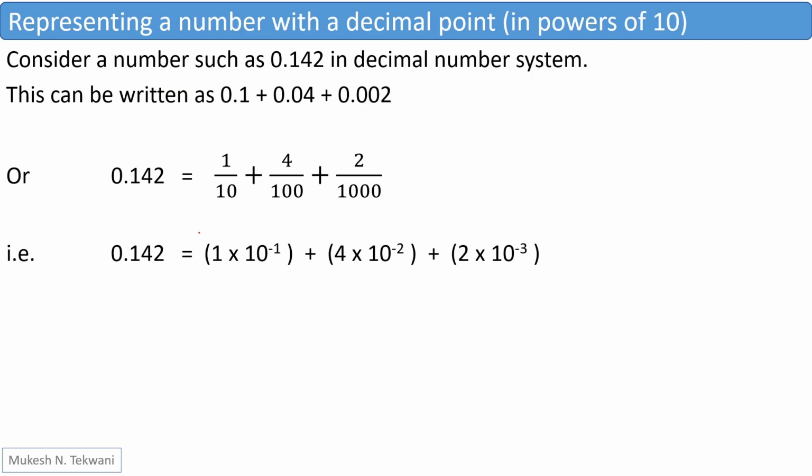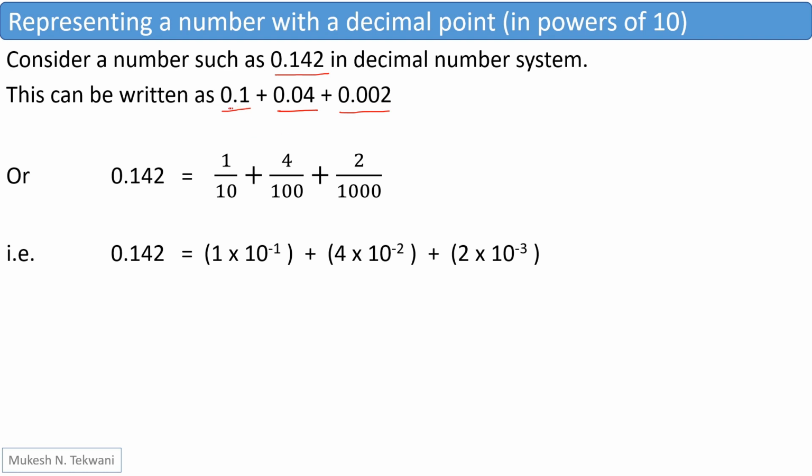Let us now take up an example of what happens with fractional decimal numbers, decimal numbers which have a value less than 1. Now, let us consider a number such as 0.142 in the decimal system. This number can be broken up as a sum of three parts. So, we have 0.1 plus 0.04 plus 0.002.